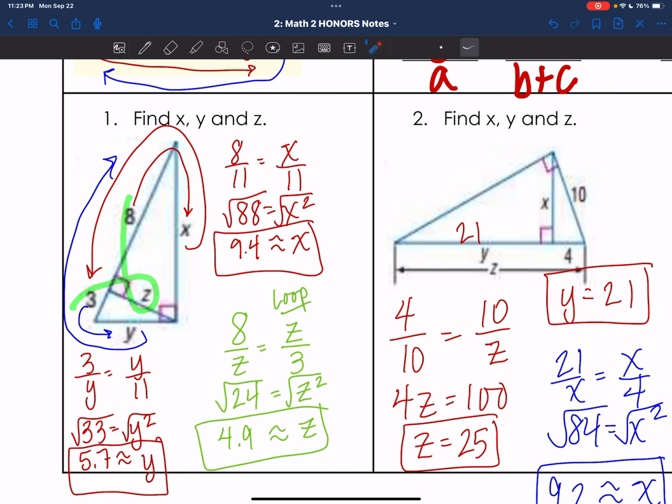Okay, so first off, we need to find the geometric mean. To find the geometric mean, we're going to do our little loop-de-loop here. And I set it up as 8 over z equals z over 3. Okay, cross multiply. z squared equals 24. Then take the square root of both sides, and you can put that into your calculator. z is approximately 4.9. Now that we know that this is 4.9, now we can start to figure out some of the others.